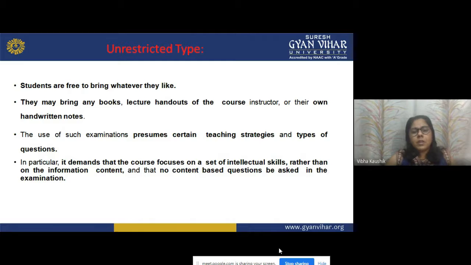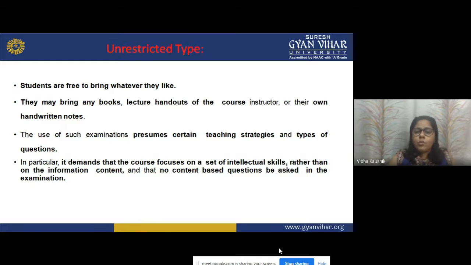Now, unrestricted type. Students are free to bring whatever they like. Means they don't have to take approval from anyone to take the material along with them. It can be a textbook, reference material, printed documents, anything. They are free to take anything along with them in the examination hall.